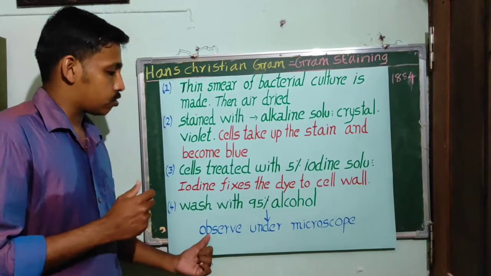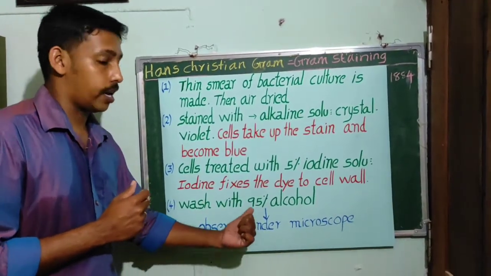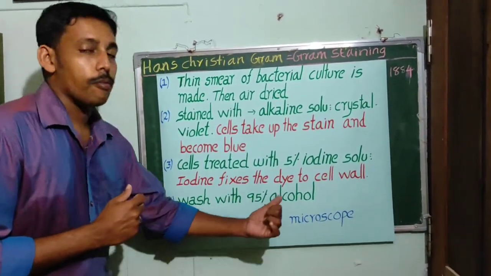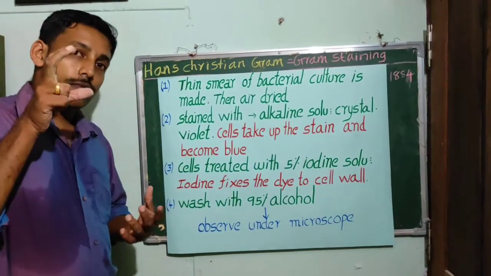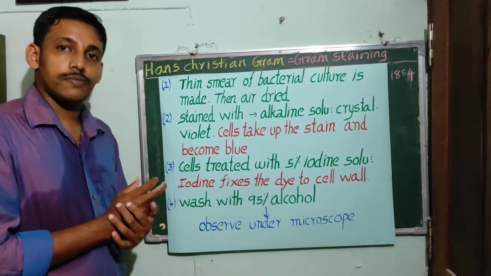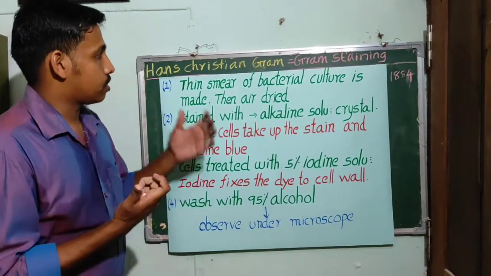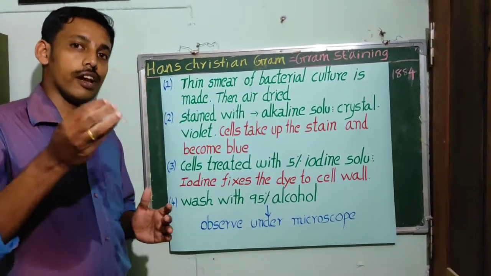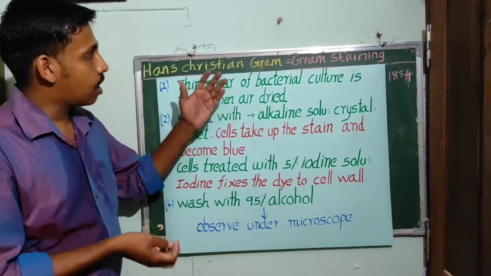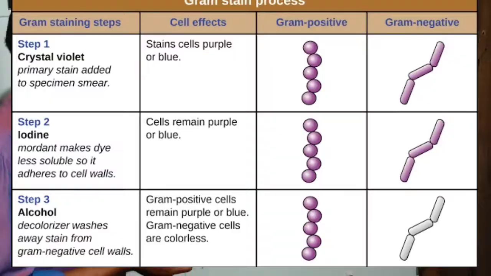Then we have to observe this under the microscope. If you observe it under the microscope, we can say whether it is gram positive or gram negative. So these are the steps involved in gram staining.